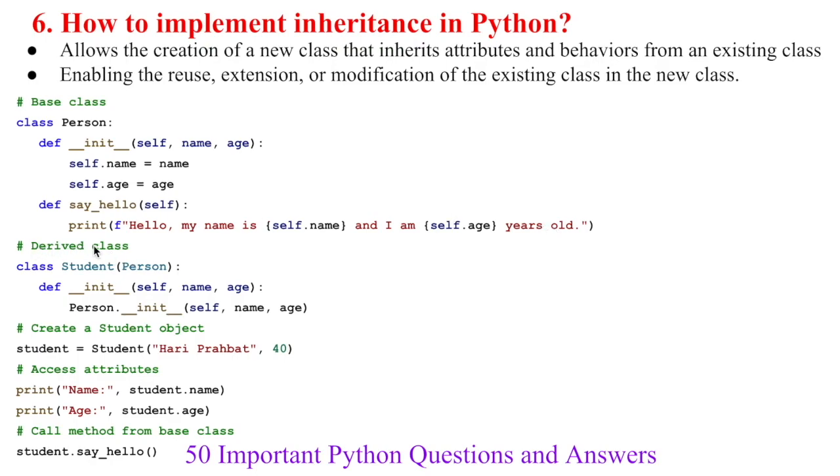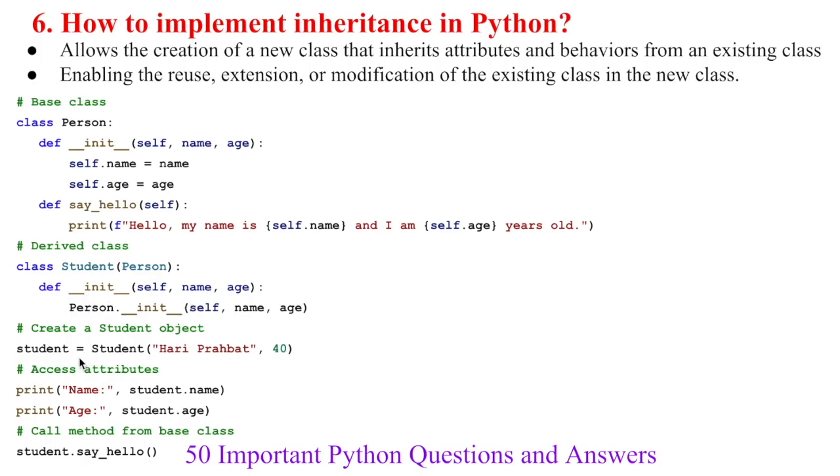Next, define the derived class that inherits the base class. In this example, Student is the derived class. It inherits from the Person class by specifying it in parentheses after the class name. The derived class can override or add new methods and attributes to the base class.